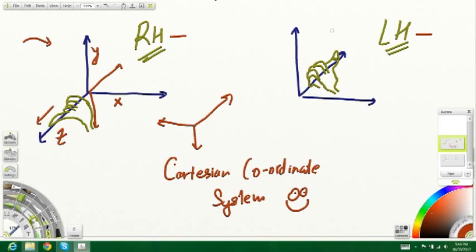Whereas in the left-handed coordinate system, the positive z-axis is the same as the negative z-axis in the right-hand coordinate system. It's called the left-hand coordinate system because in this case, if you take your left hand and curl it around the z-axis, your thumb will go towards the positive z-axis. And in this case, it's into the screen. So that's all there is to the right-hand and left-hand coordinate systems.